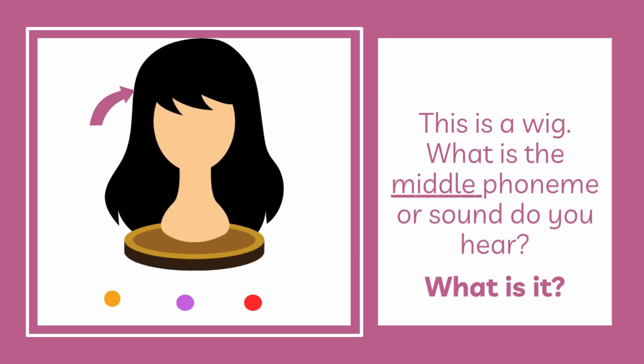All right, this is a wig. This is a wig. What is the middle sound or phoneme do you hear? The middle sound. Remember, the middle is by your elbow. So when you say it, you should be touching your elbow. So let's do it. W, I, g. Okay, touch your shoulder and repeat. W, touch your elbow, I. Touch your finger, g.